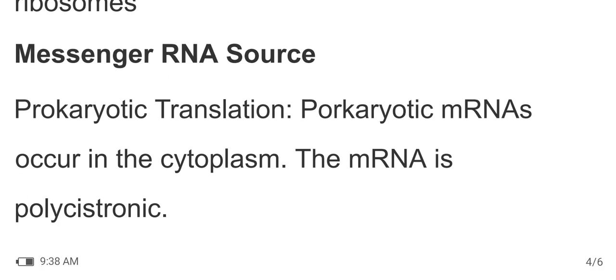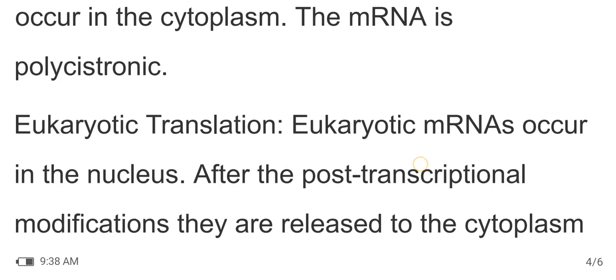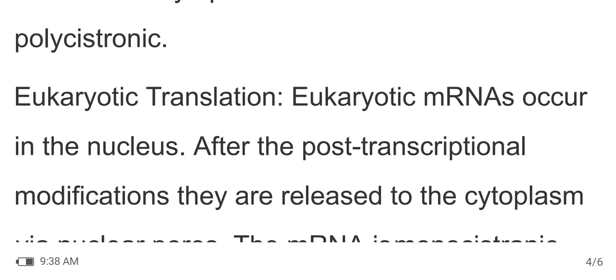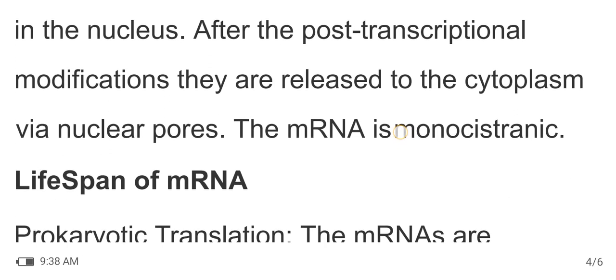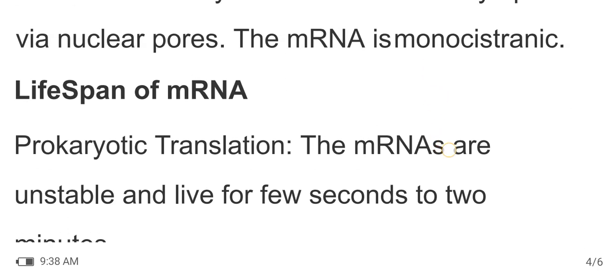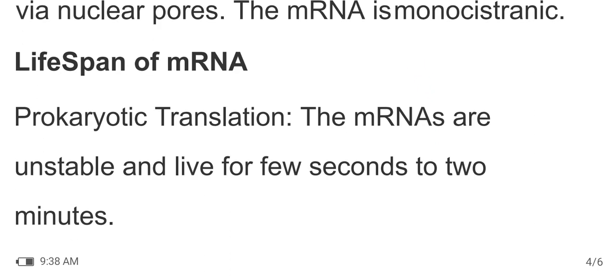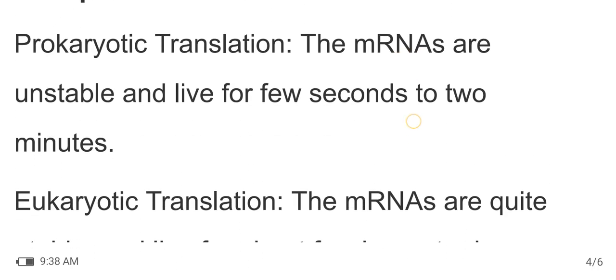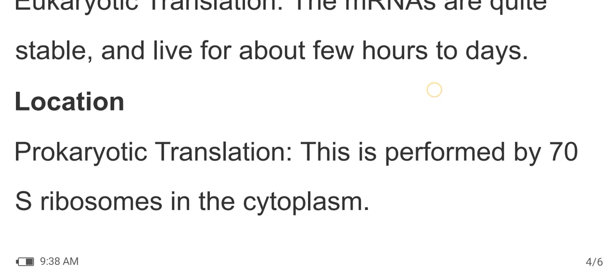Messenger RNA source: prokaryotic mRNAs occur in the cytoplasm and the mRNA is polycistronic. Eukaryotic mRNAs are made in the nucleus. After post-transcriptional modifications, they are released to the cytoplasm through nuclear pores. The mRNA is monocistronic. Lifespan of mRNA: prokaryotic mRNAs are unstable and live for a few seconds to 2 minutes. But eukaryotic mRNAs are quite stable and live for a few hours to days.